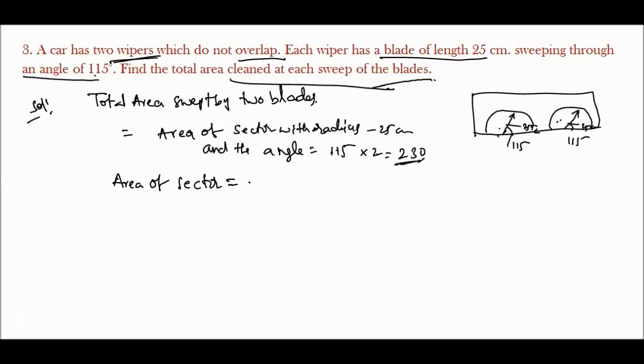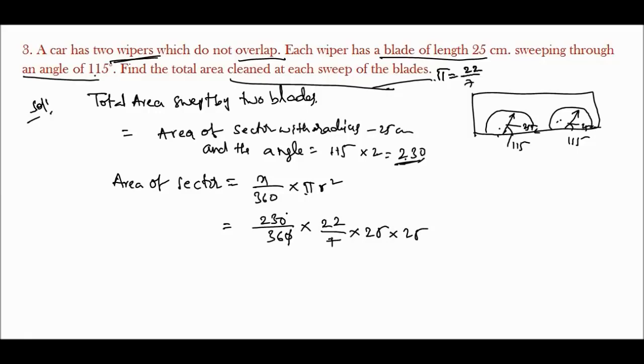Area of sector is equal to x by 360 into pi r square. Pi r square is the area of circle formula. Here x is 230 degrees, so 230 divided by 360 into pi. He has not given anything, so he says to use pi as 22 by 7. And r is equal to 25 centimeters, so 25 into 25.